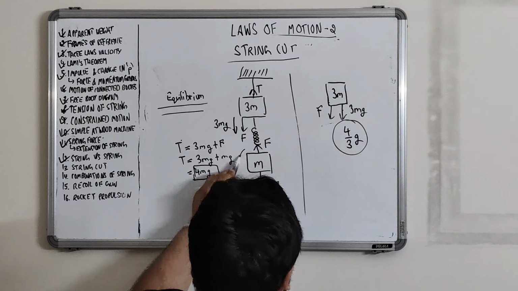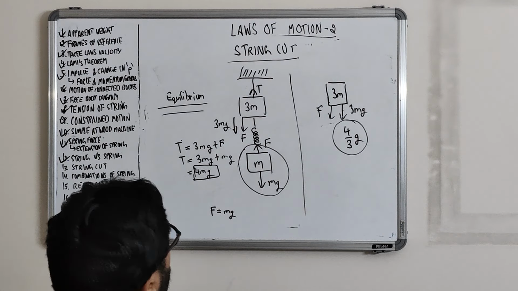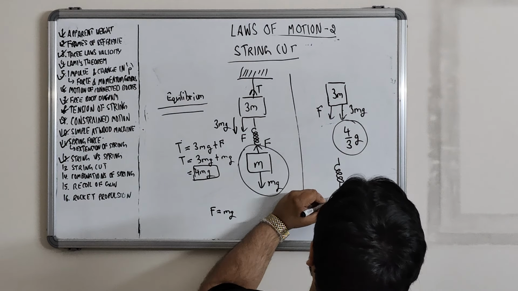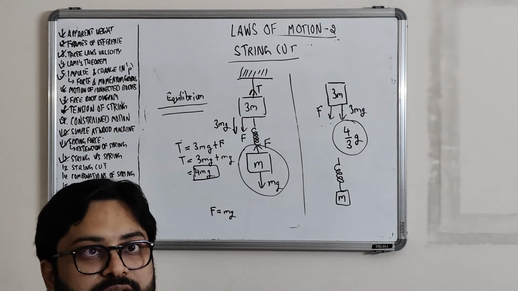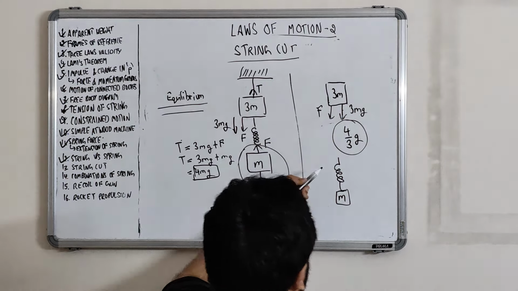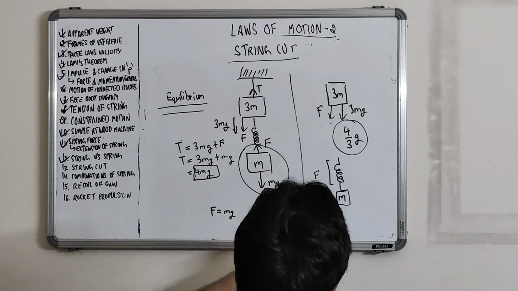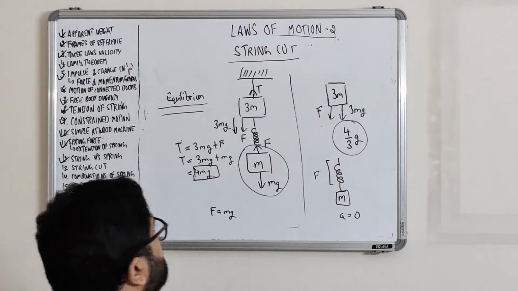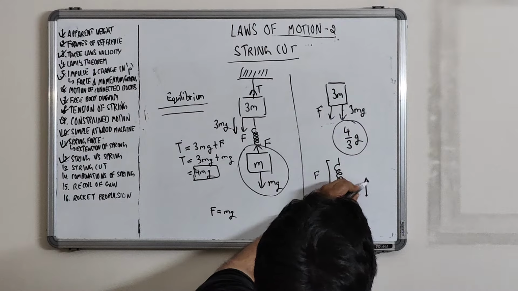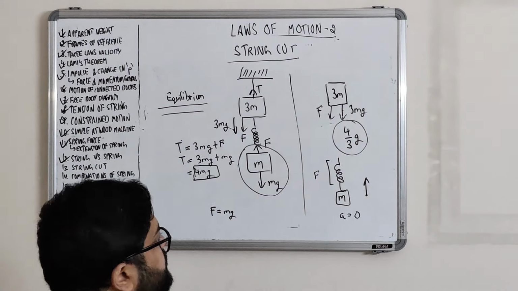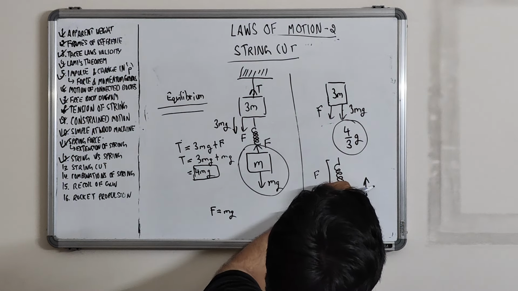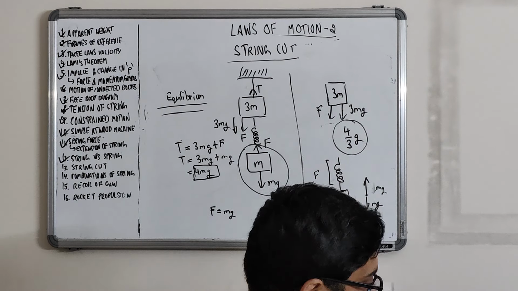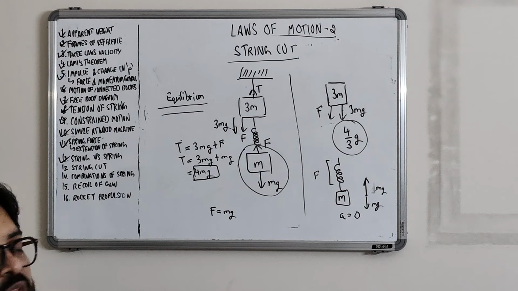Now talking about the weight below, right? For it the situation has not changed, because we are talking about just after the string is cut. This is experiencing the same spring force, therefore acceleration on it is 0. How? It's still experiencing a force of mg upwards and mg downwards. Cool.